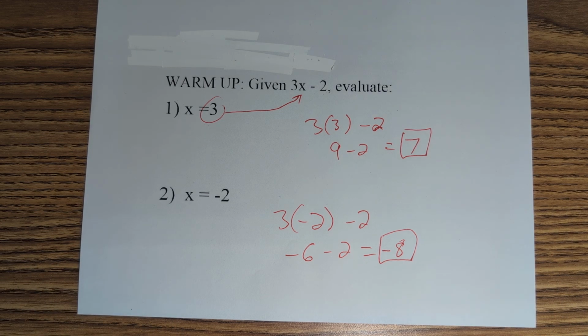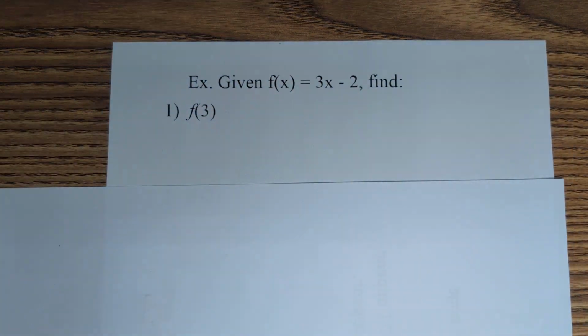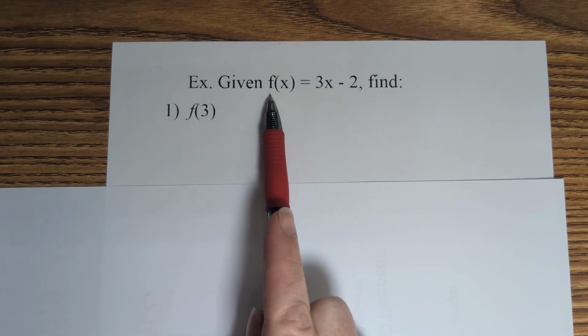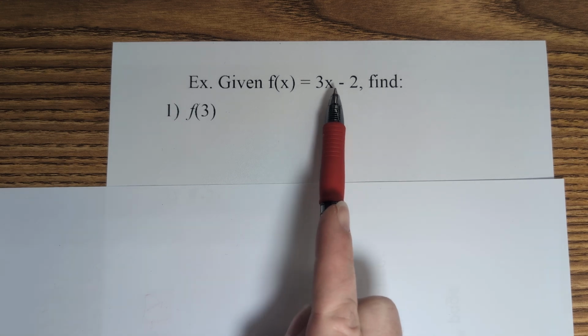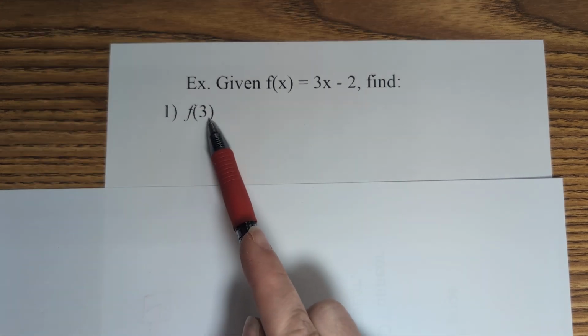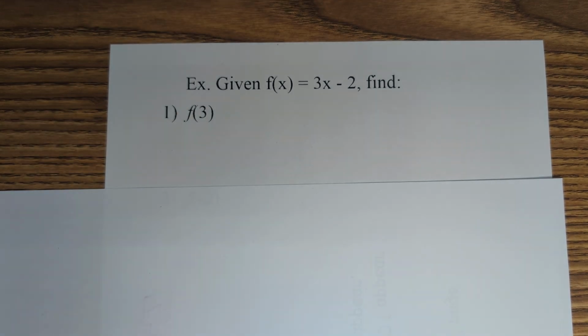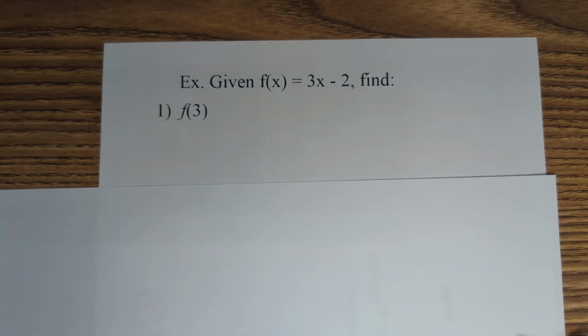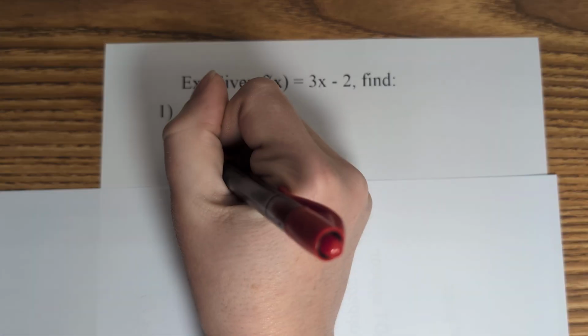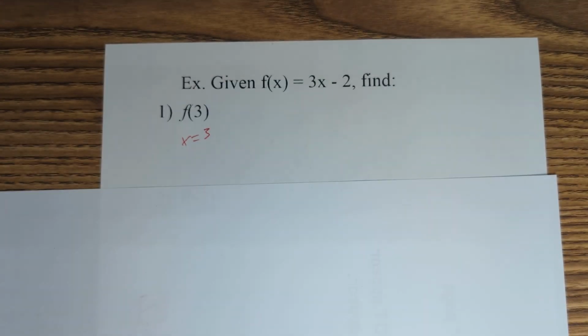Well, we're going to do the same thing. We're just going to look at it a little differently. We're going to look at it in function notation. So I would read this as f of x equals 3x minus 2. And I want to find f of 3. Guys, this is just function notation language for saying, hey, got this thing, 3x minus 2, and I want to see what's going on whenever x is equal to 3.